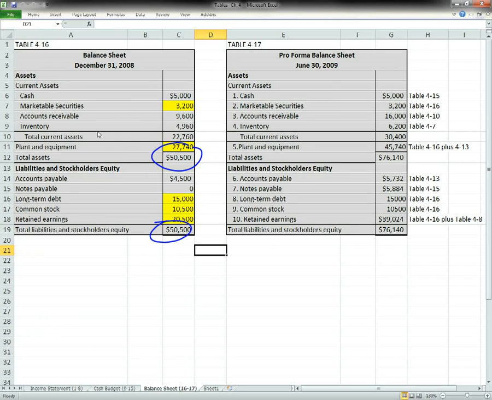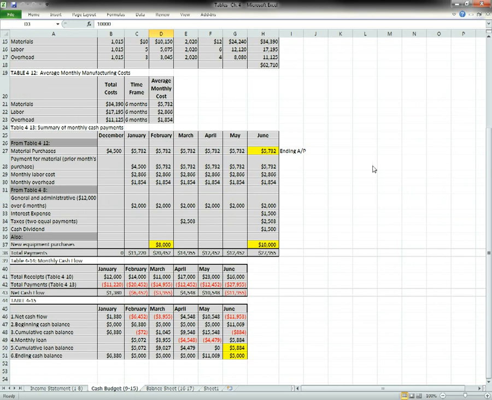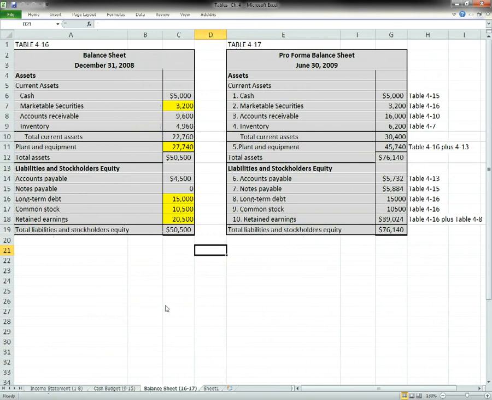The cash amount that we have initially of $5,000. If we go back, we would find that that matches up with our initial cash on the prior page. Beginning cash balance, way down here at the bottom, we had a beginning cash balance of $5,000. Marketable securities of $3,200. We haven't seen that before. That's a given.